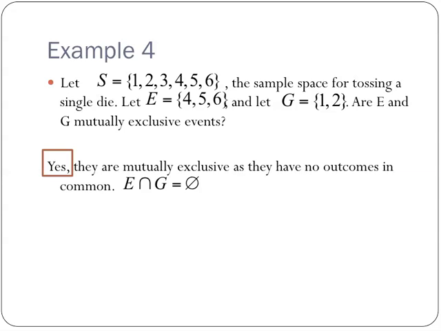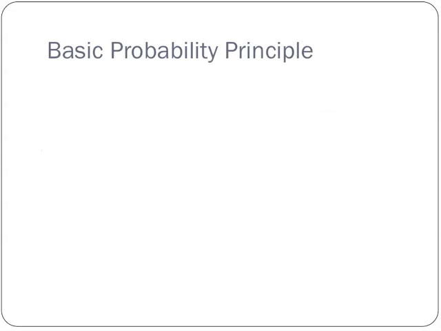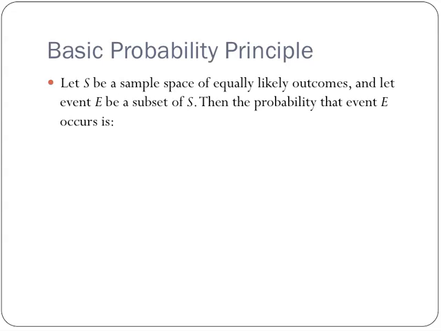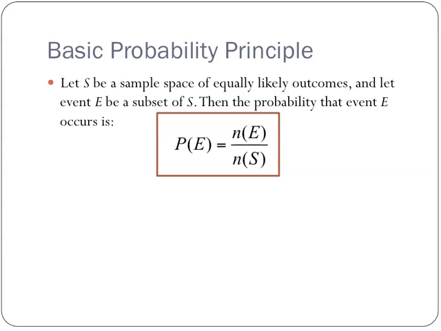All right, so now let's move into probability. So the basic probability principle is that if you have some sample space S with equally likely outcomes, and you have some event E as a subset of S, then the probability that event E occurs is going to be defined by this. So on the left here, we have the probability of event E, and on the right here, the N just stands for the number. So the number of elements in E divided by the number of elements in S.